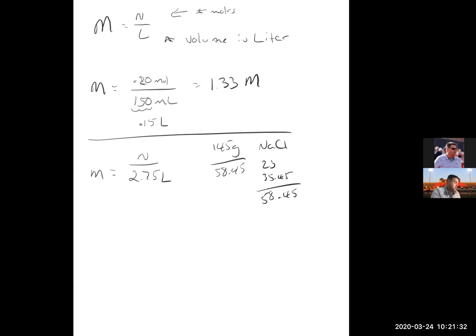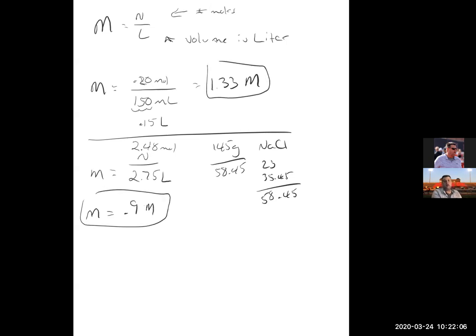58.45. And when I do that, that equals 2.48 moles. Now I can solve my problem. My problem is now going to be 2.48 divided by 2.75, and I'm going to get a molarity of 0.9. And that would be my final answer.